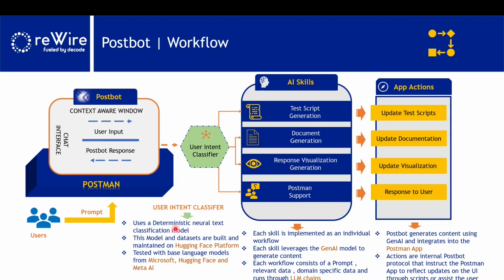Within deep learning you will have multiple neural networks. Above that you have general GenAI, which is a specific classification of AI model. That's where we are talking about all the models which take the input and generate the content. Okay, so this is where Postbot is developed.